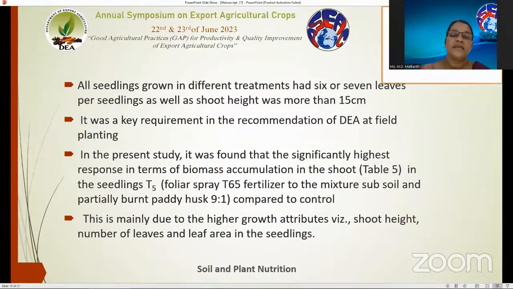In the present study, it was found that the significantly highest response in terms of biomass accumulation in the shoot was in the seedlings of T5, polyspray T65 fertilizer added to the mixture of subsoil and partially burnt paddy husk, compared to control. This is mainly due to the higher growth attributes via shoot height, number of leaves and leaf area in the seedlings.